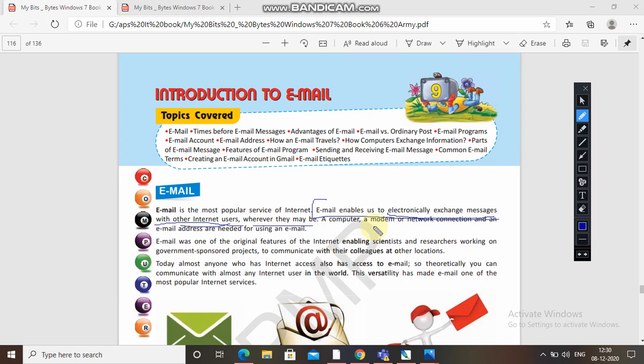A computer, a modem or network connection, and an email address are needed. If someone asks what things are needed for sending an email, your answer is a computer, a modem, a network connection and an email address. I hope this much is clear to you all about email. Today almost anyone who has internet access also has access to email. So theoretically, you can communicate with almost any internet user in the world. Clear?